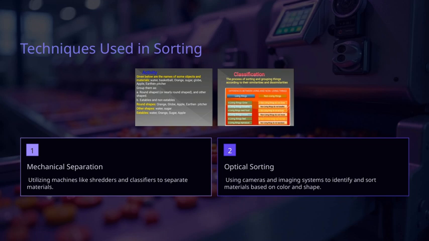Next, there's optical sorting. This technique uses advanced cameras and imaging systems to identify materials visually. The system can distinguish items based on color, shape, or even texture. Once identified, the system automatically sorts the materials accordingly. Both methods are crucial in the overall waste management process because they improve efficiency and accuracy. Mechanical separation handles the bulk, while optical sorting ensures precise identification. Together, they help us move towards more sustainable and effective recycling practices.